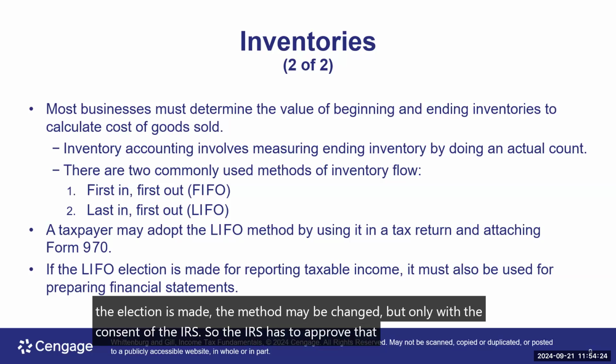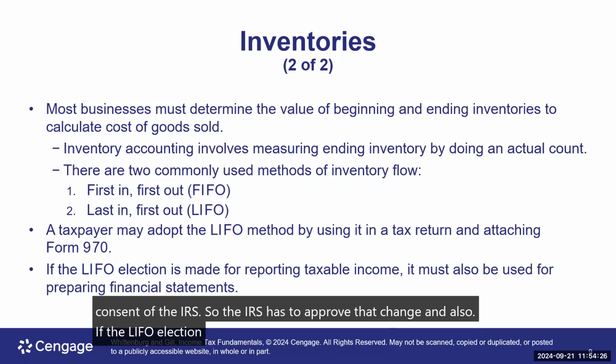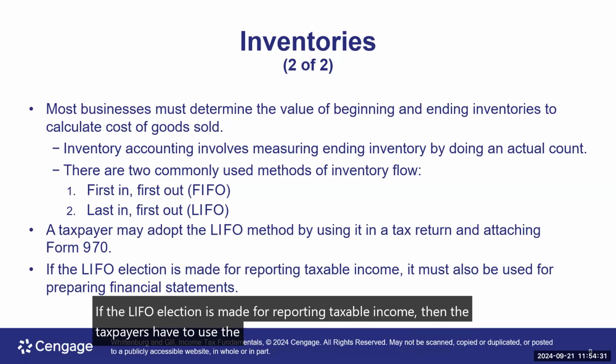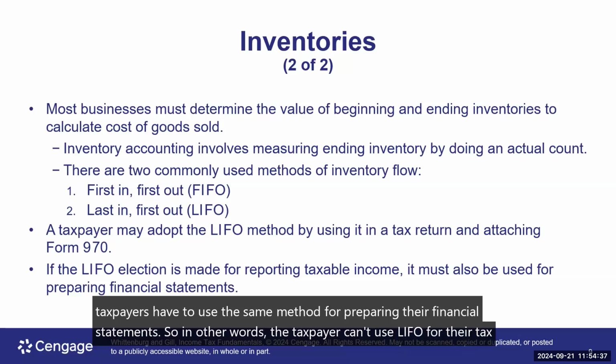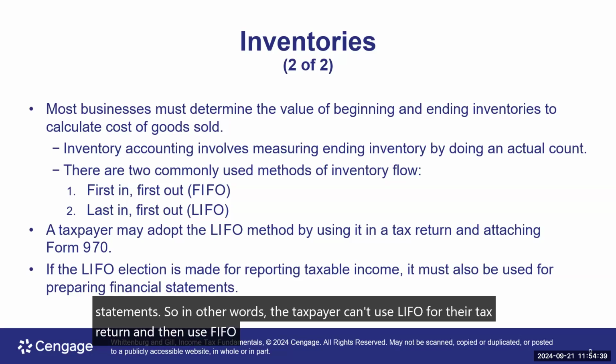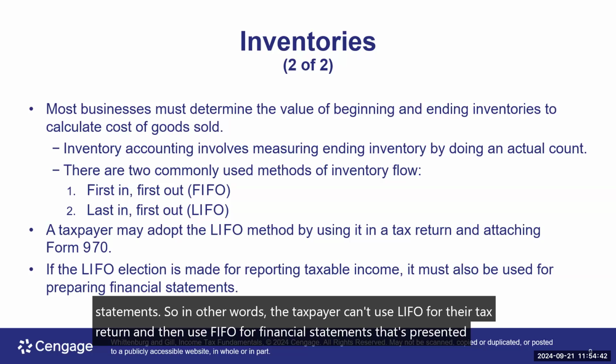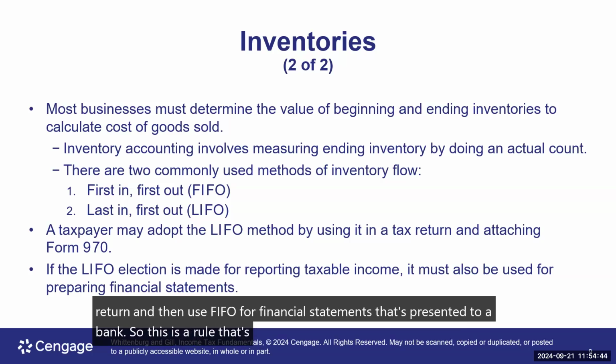And also, if the LIFO election is made for reporting taxable income, then the taxpayers have to use the same method for preparing their financial statements. So in other words, the taxpayer can't use LIFO for their tax return and then use FIFO for financial statements that are presented to a bank. So this is a rule that's strictly enforced by the IRS.